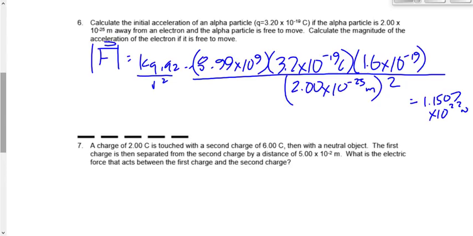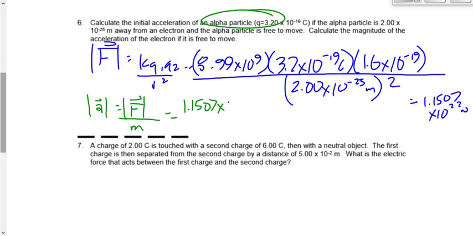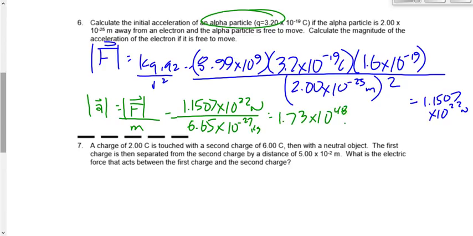So if you want to find the acceleration of the alpha particle, we take the force on the alpha particle divided by its mass. The mass of the alpha particle is on your data sheet on the right-hand side, and we get 1.73 times 10 to the 48. It's a pretty big acceleration. But when we go to find the acceleration of the electron, we would expect a bigger number. Even though the force is the same, we would expect a bigger acceleration because the mass is less.